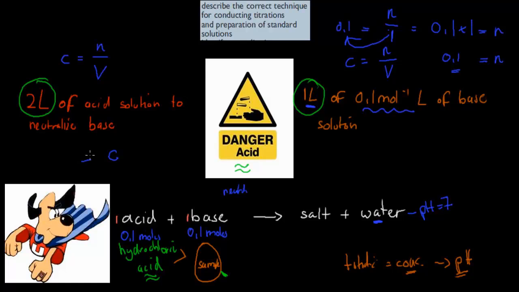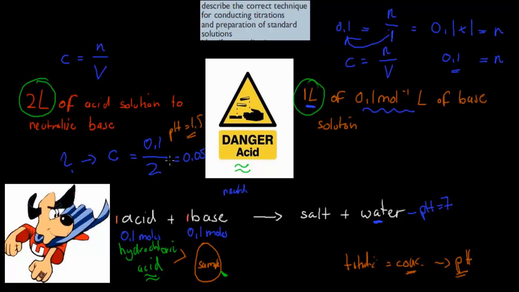We don't know the concentration, that's the unknown of the acid. So we want to figure that out. We know our moles must be equal to the base moles, 0.1. And we know that our volume was 2 in this case. So if we put that in a calculator, 0.1 divided by 2, what we get is 0.05, and that has a pH of 1.5.